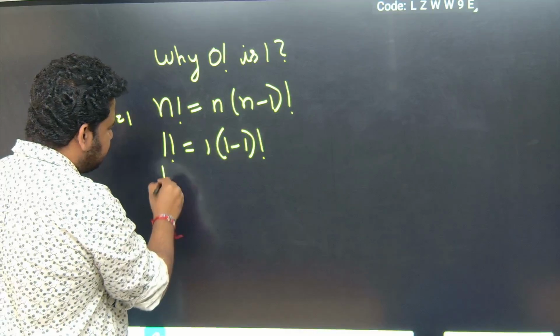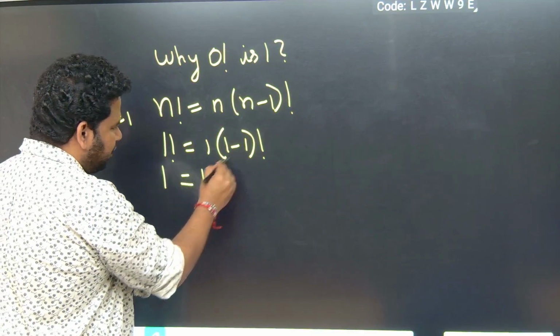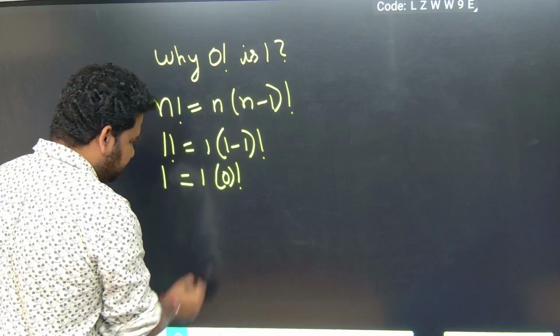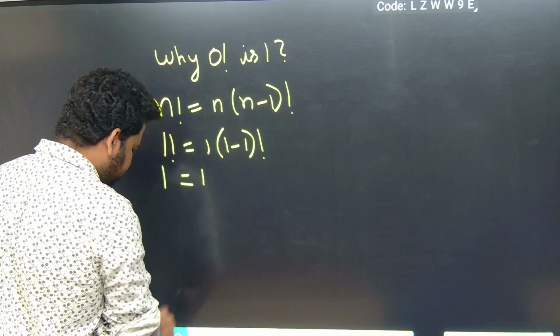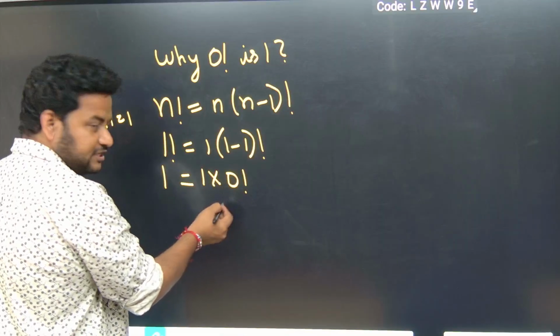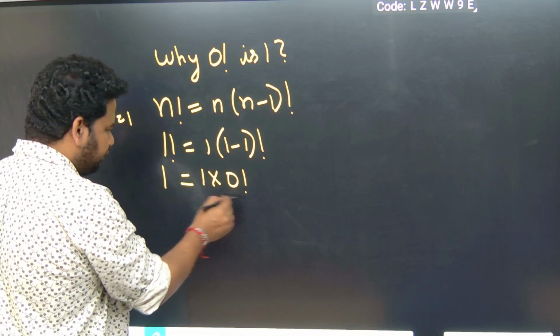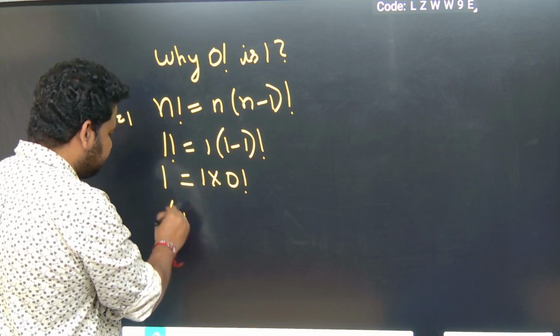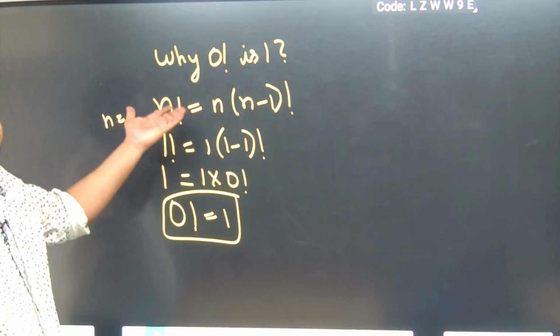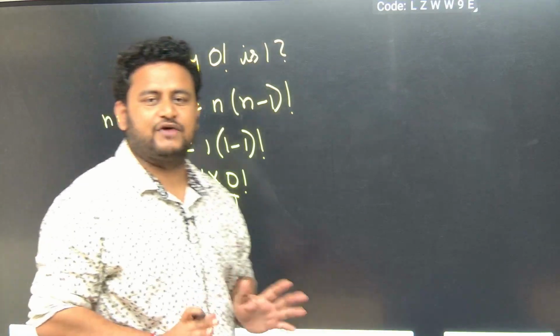So 1 factorial, the value is equal to 1. 1 into 1 minus 1 is 0. So this will become 0 factorial, correct? This will become 1 into 0 factorial. Okay, so 0 factorial is nothing but what? 0 factorial into 1 is 0 factorial itself. So we will get 0 factorial is equal to 1. So by the property of this, we are getting that 0 factorial is equal to 1.